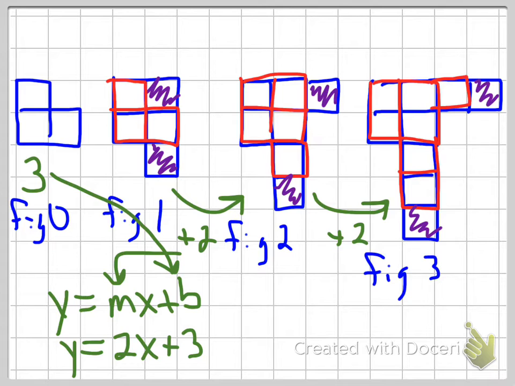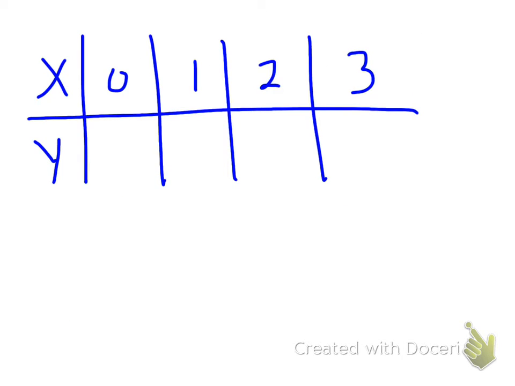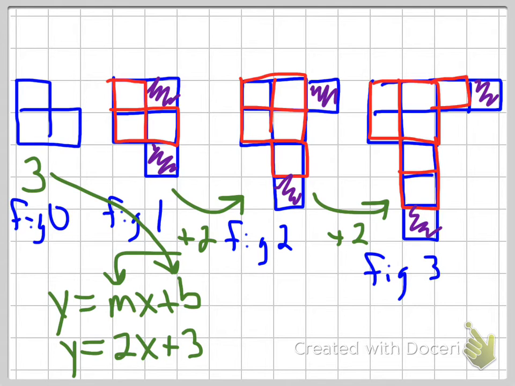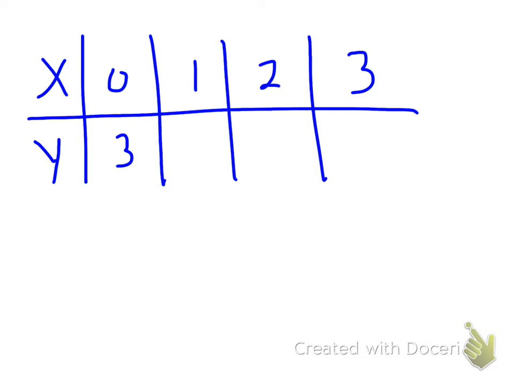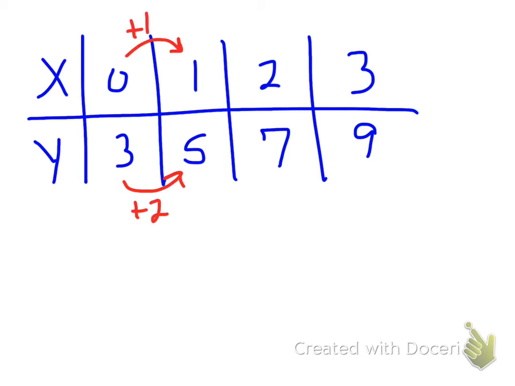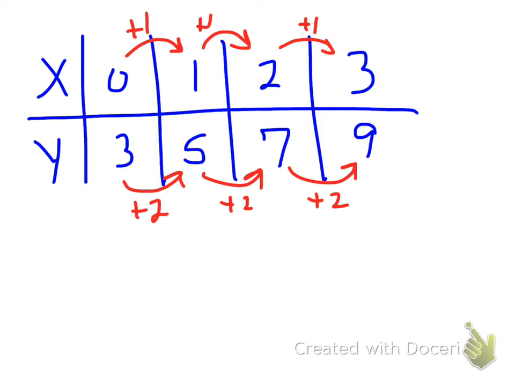If I want to make a table from this situation, figure 0, looking back at the last problem, had 3 tiles. So I now have 3. It was growing by 2 each time, so I have 5 for figure 1, 7 for figure 2, and figure 3 had 9 tiles. Looking now at a table and making sense of it, I'm changing by 2 in my y value every time I'm changing by 1 in my x. That gives me a change in y over change in x of 2 over 1.